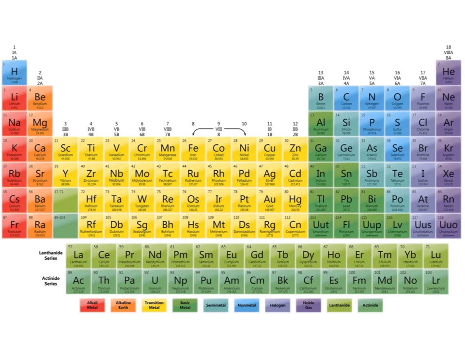So one last review. When I look at the periods, which are my rows, that's going to tell me how many shells or orbitals I need. If I look at the groups, that tells me that all of the elements in the same group or same column are going to have the exact same number of electrons in their outermost shell.